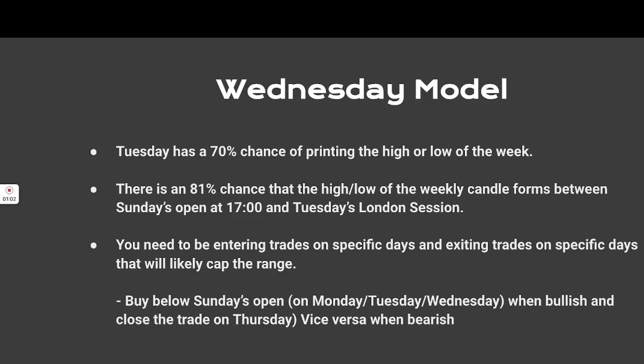Buy below Sunday's open on Monday, Tuesday, or Wednesday when bullish, and close the trade on Thursday. Vice versa when bearish, so that means sell above Sunday's open on Monday, Tuesday, or Wednesday when bearish, and close the trade on Thursday. Using the information mentioned above, you can anticipate that Wednesday will be a classic sell or buy day following the weekly order flow's direction. If you do not know what a classic sell or buy day looks like, please rewind to the beginning of this lecture, as I have explained all of the 6 different types of candles.